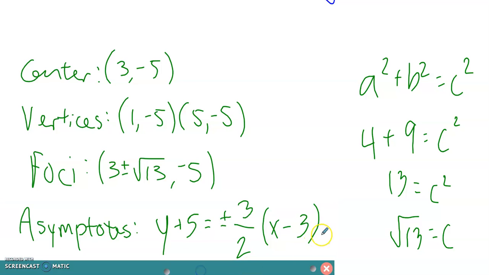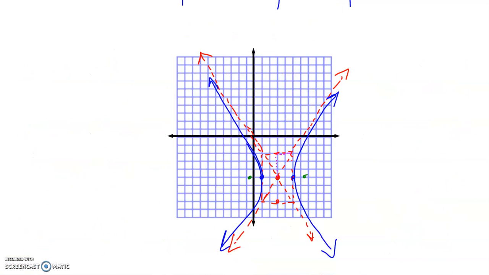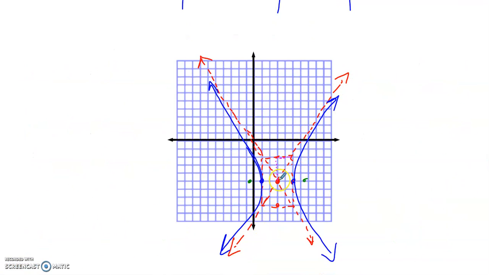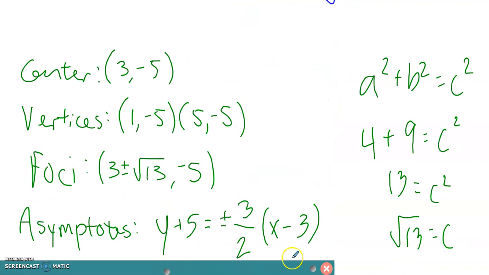So I plug all that in. The center, x minus 3 goes there, y minus -5 or y plus 5 goes there, and then the slope is 3 over 2 goes there, and this is the point slope form. This plus or minus is for the two different lines because one of them has a positive slope through that point, one of them has a negative slope through that same point. So there are the equations of the asymptotes.